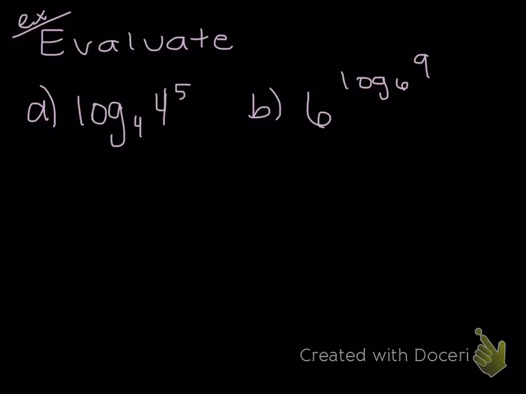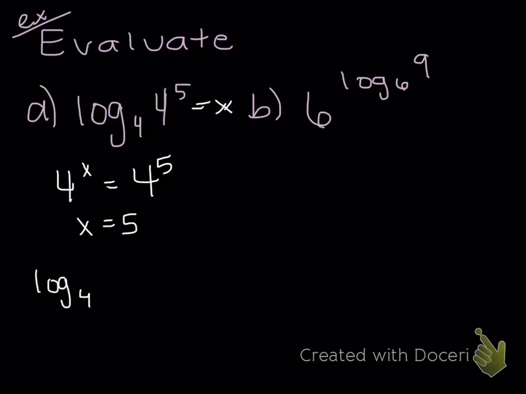So if I were to evaluate these, I set it equal to x. So I would say 4 to the x power is equal to 4 to the 5th, which means x equals 5. Which means this whole thing, log base 4 of 4 to the 5th, is equal to 5.